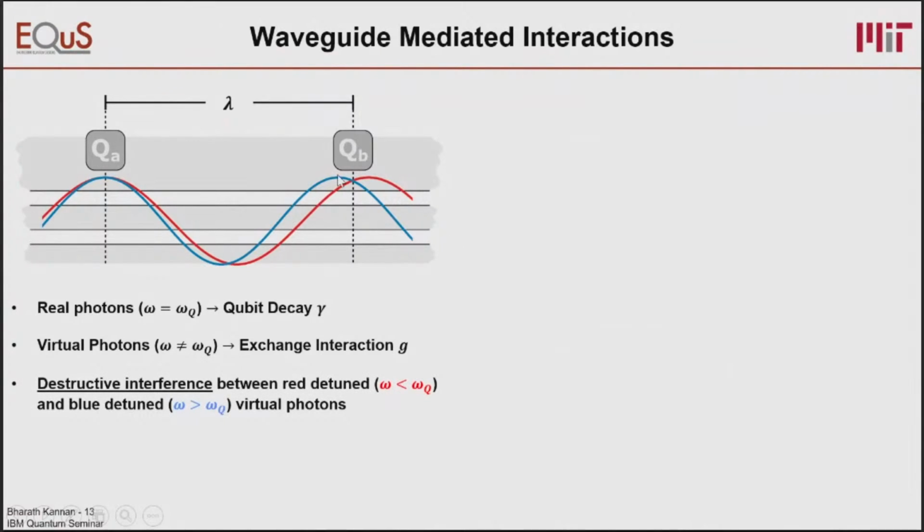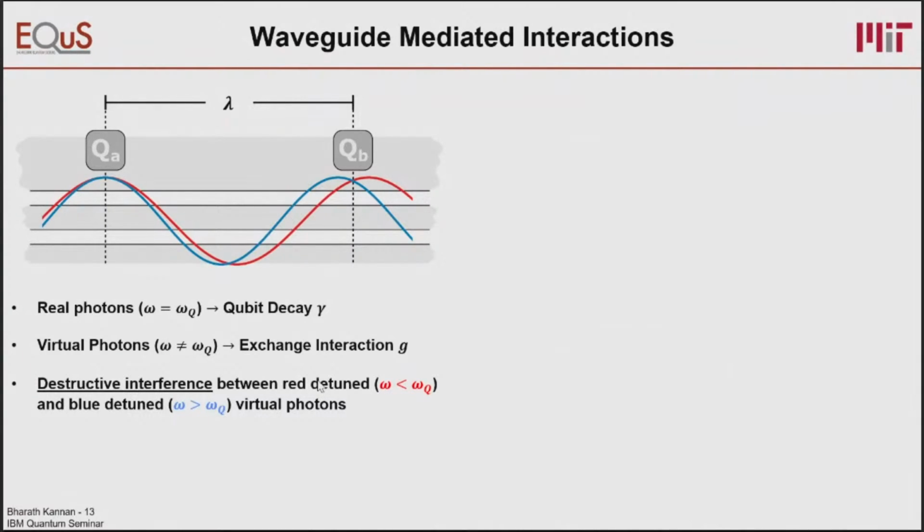However, it turns out that for this specific distance of 1 wavelength, you get... Question here. At this stage, we've assumed the qubits are at the same frequency. Yes. In all of these considerations, we're assuming the qubits are resonant. That's correct.